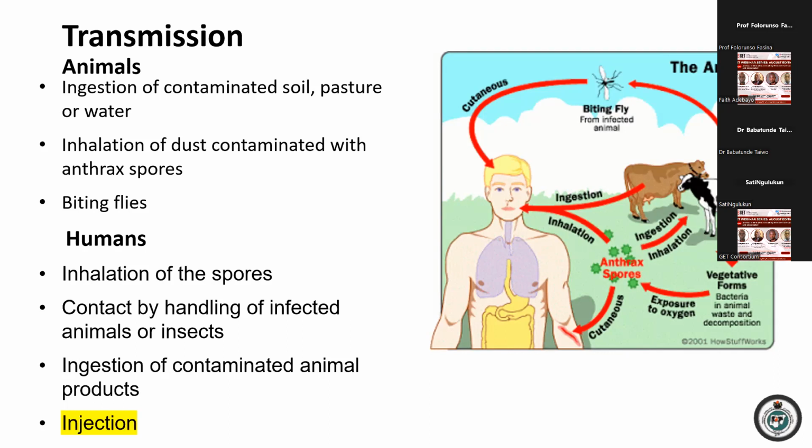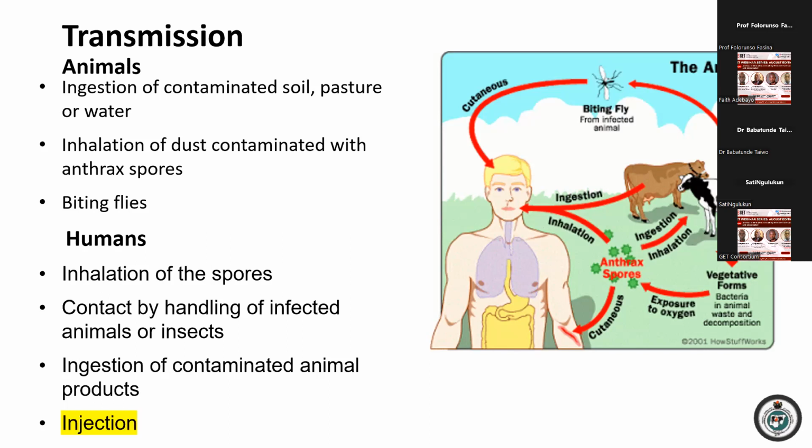It could also be through contact by handling of infected animals. It can also be through ingestion of contaminated animal products. And recently, another dimension has been added to the transmission of anthrax in humans, which is referred to as injection. And this is usually seen in people that inject themselves with drugs, especially heroin. They have been found to also transmit anthrax through injection.